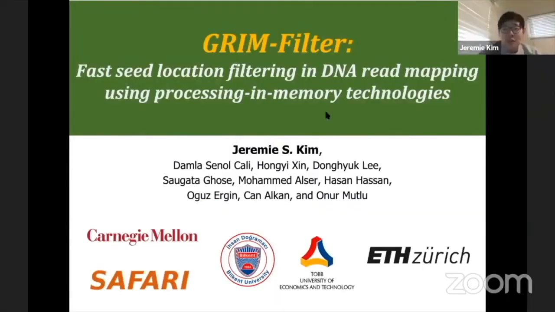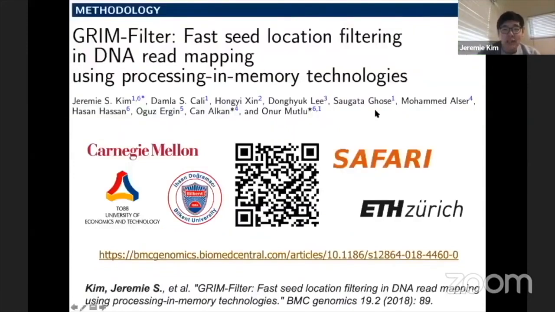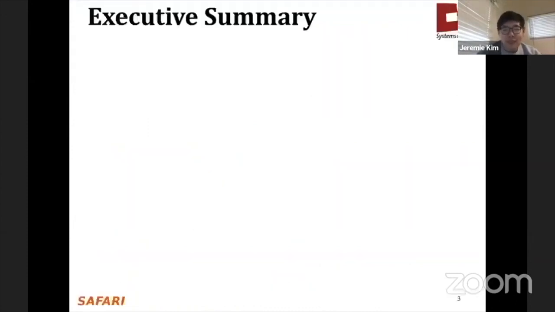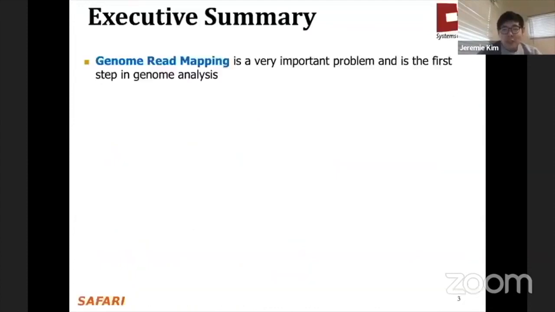Yeah, so I'll be presenting GRIMFilter, which is a fast seed location filtering mechanism in DNA read mapping, which uses processing and memory technologies. And this was presented at APBC, and published in BMC Genomics back in 2018. So I'll begin with an executive summary.